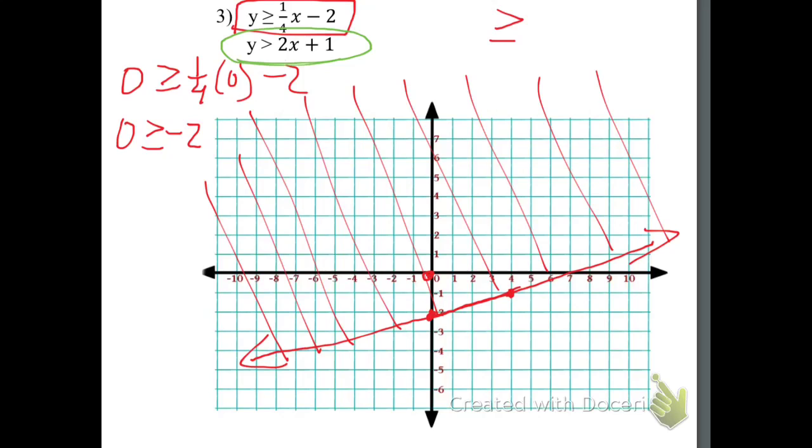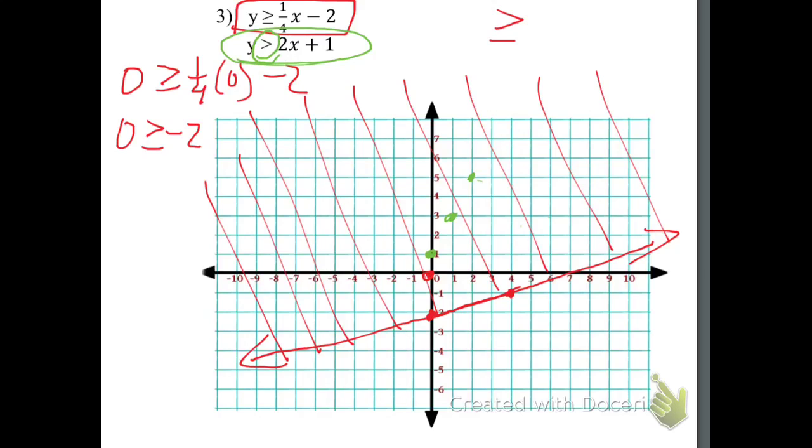So this second equation has a y-intercept of +1. So I'm going to go to +1, put a nice little point there. And it has a slope of 2, so I'm going to go up 2, right 1. Up 2, right 1. Whoops, that was a horrible dot. So up 2, right 1, up 2, right 1. Okay, get some points down, and now it's ready to be graphed.